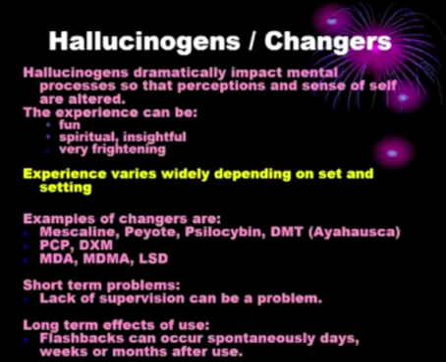The different experiences people have on these drugs tend to be related to two factors. One is set and one is setting. Set is the expectation, and the setting is the circumstances of use. And we can kind of predict whether somebody's going to have a wonderful or a horrible experience if you look at the set and the setting of the experience. Examples are mescaline, peyote, psilocybin, DMT, which is dimethyltryptamine, PCP, DXM, MDMA, MDA, LSD.